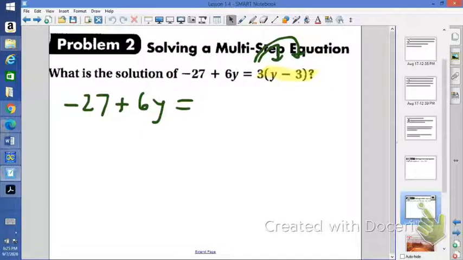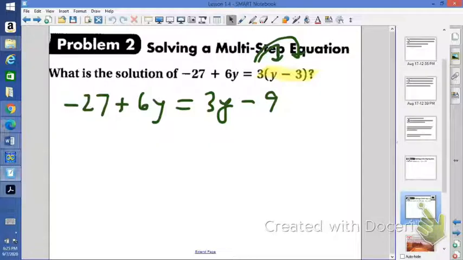So 3 times y gives us 3y. 3 times negative 3 gives us a negative 9. Alright, can we combine 3y and a negative 9? And the answer is no, those are not like terms. So step 1 is complete. Let's go to step 2. Do you have variables on both sides? And the answer is yes.